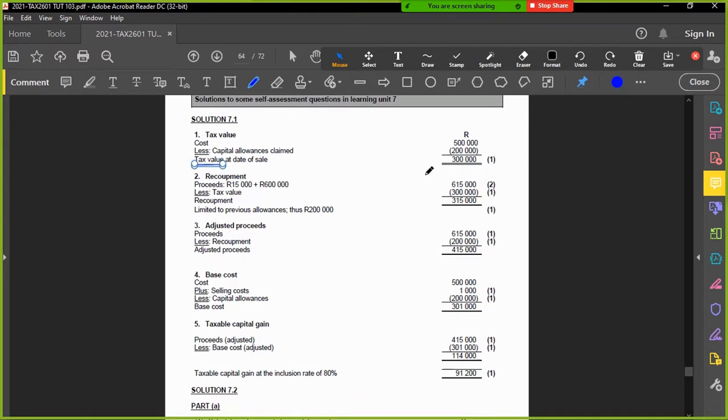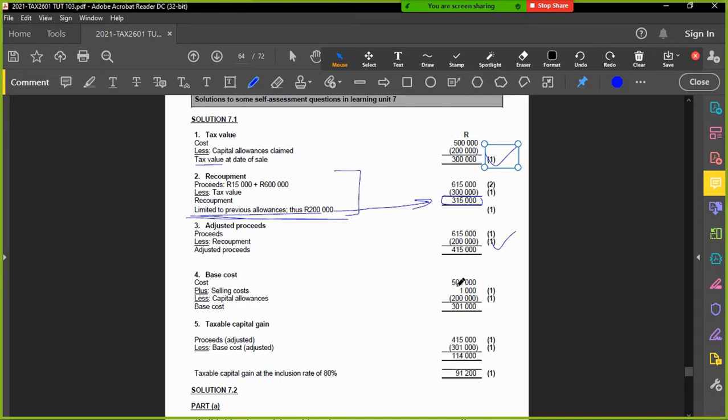Okay, yeah, tax value was the same. The recoupment is actually, okay, their working is a bit better because they've shown all of it. So they've shown proceeds, okay, less tax value gives you recoupment, and then they said limited to 200. Okay, obviously this is better because they're telling you all the steps. All right, they're writing it out. This is how I would do it in an exam. Okay, write everything down so they can see it. Right, so show the 315 but limited to 200,000. That's good. Okay, adjusted proceeds, that's good.